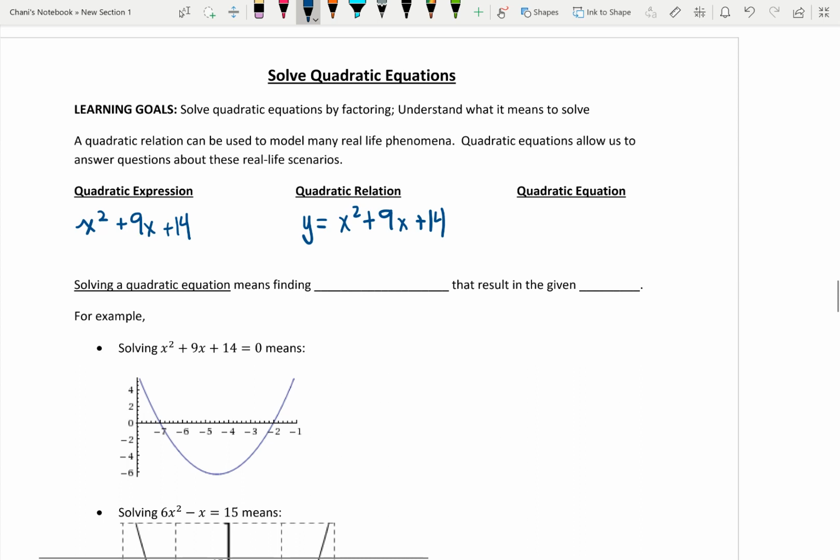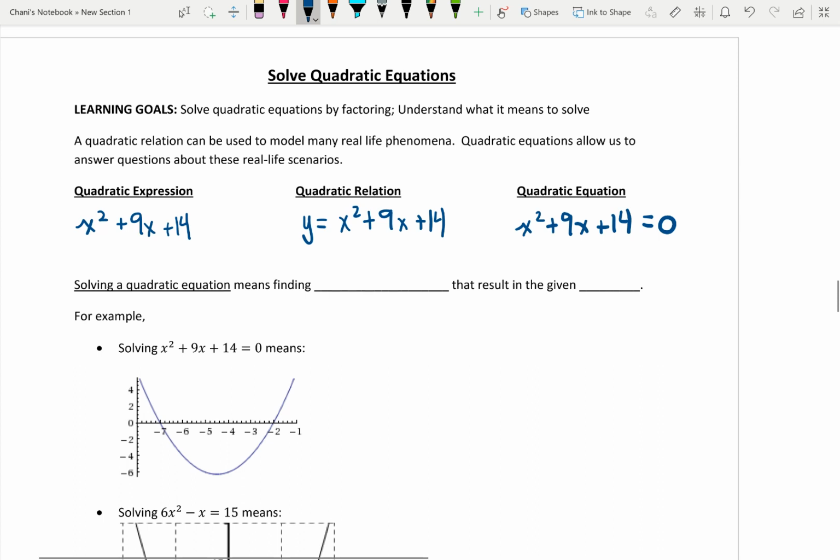A quadratic equation is different though. You take your quadratic expression and set it equal to a number. So that number could be 0, it could be 2, it could be -5, it could be root 10, it can be anything. And quadratic equations are solvable. Okay, there can be 2, 1, or no solutions.